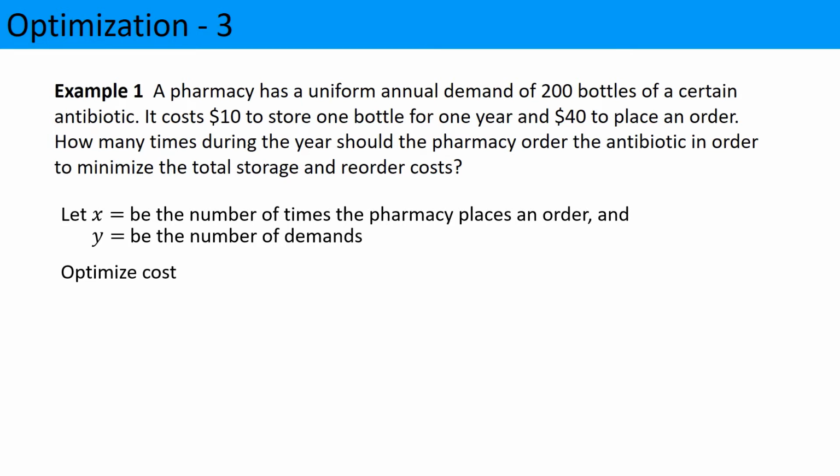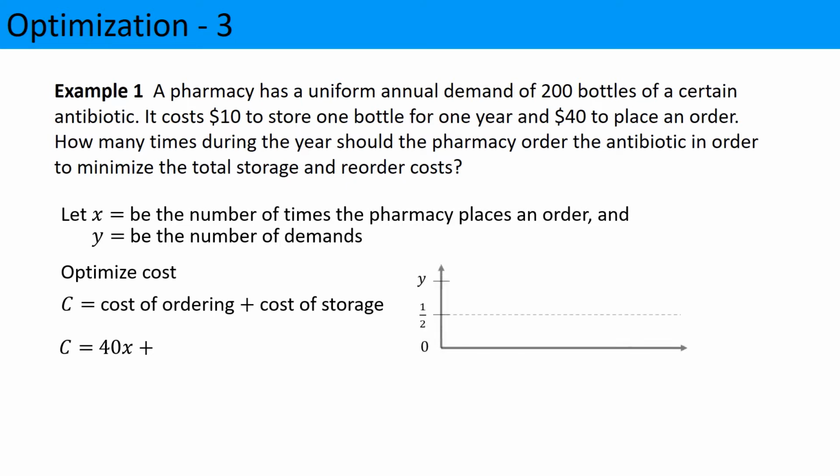The cost has two parts: the cost of ordering and the cost of storage. The cost of ordering is $40 per order, and we're looking for X, the number of times to order. So for that part, C equals 40 times X. Now to the cost of storage. We are looking at a graph in the first quadrant with 0, 1/2, and 1 marked on the y-axis with a dashed horizontal line through the 1/2.